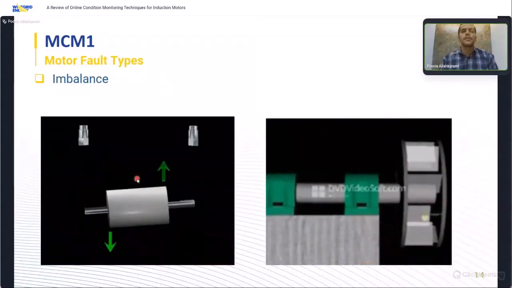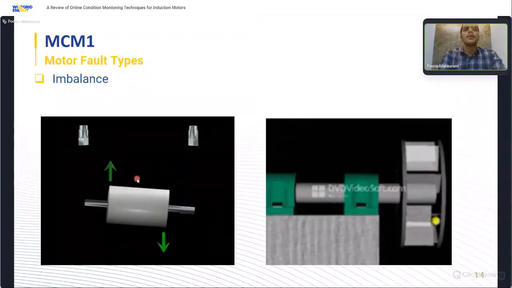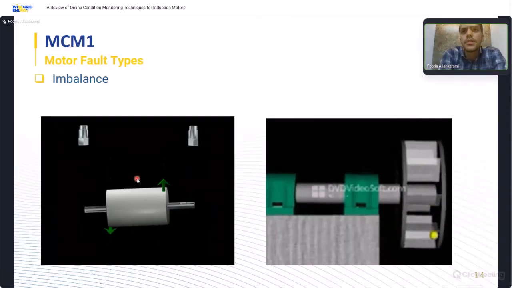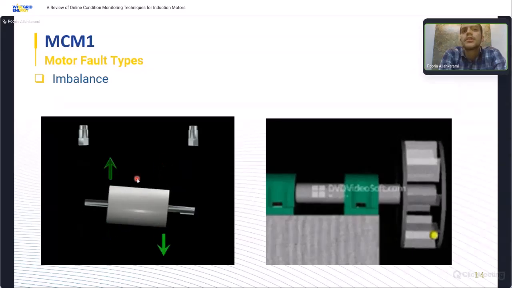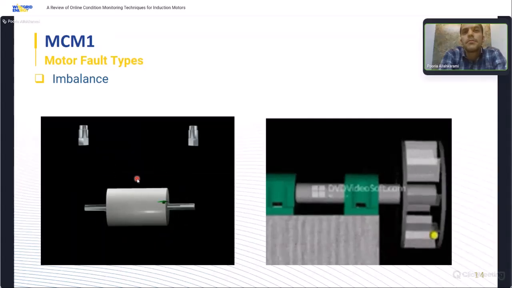The next fault that can be detected in the motor is a mechanical fault like mass imbalance. This fault can originate from the rotor itself, the attached load, or the fans. This fault primarily generates vibration and can be detected by measuring the motor vibration.